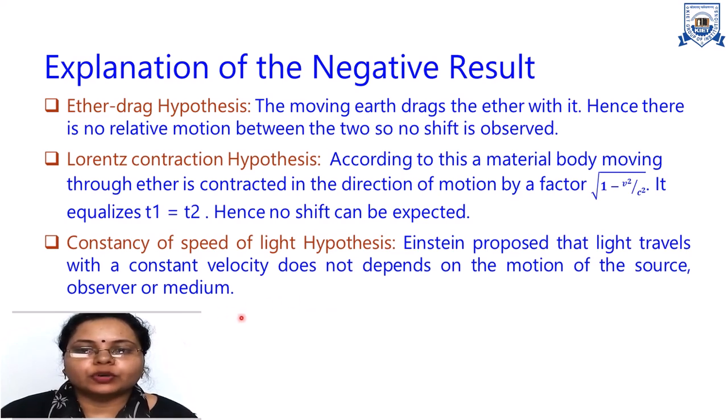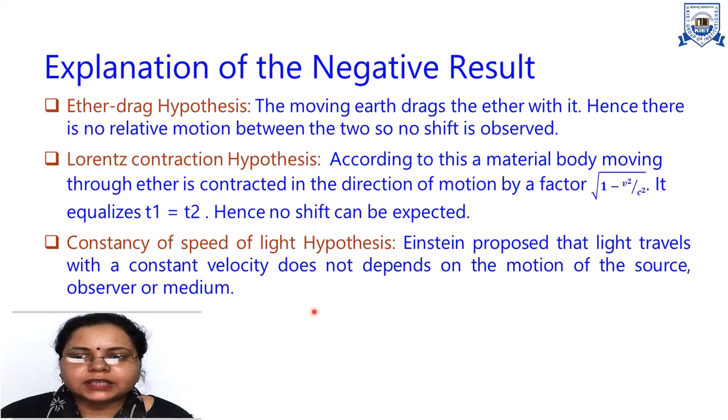All these hypotheses are completely hypothetical. There is no experimental evidence in favor of these three hypotheses. So finally, the Michelson-Morley experiment failed to explain the existence of ether. So we cannot consider ether as an absolute frame of reference, and we cannot find the velocity of earth with respect to ether. So this is the most important Michelson-Morley experiment, which explains different facts, and from its outcome Einstein proposed the special theory of relativity and its postulates. So this is all about the Michelson-Morley experiment.